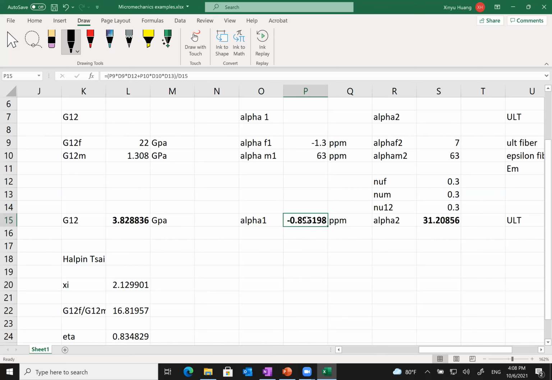So it turns out that alpha 1 is still negative. It's still dominated by the fiber in one direction. It's not as negative as this, due to the contribution of the matrix. It's negative 0.9 or so.